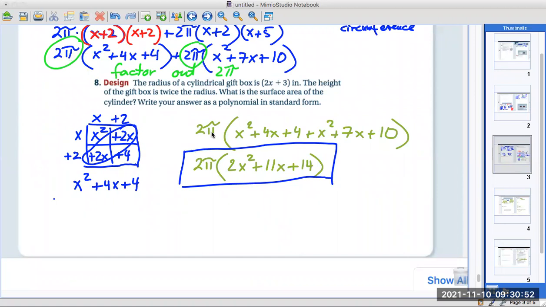The 2 pi I put out front. When I divide by 2 pi, I put the rest in the parentheses and I can add these two because it's a plus right here. So I have the plus now here. And when you combine like terms, you get x squared plus x squared is 2x squared, 4x plus 7x is 11x, and then the 4 plus the 10 is 14. And that is as far as we can go. So this would be the surface area as a polynomial in standard form.